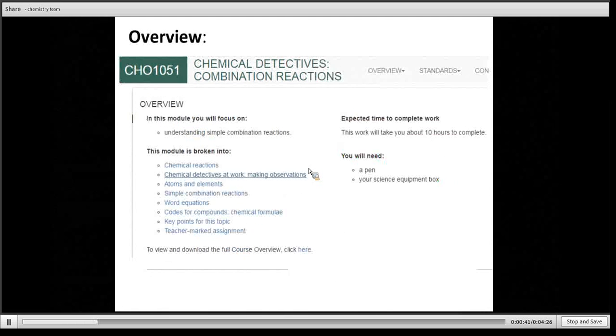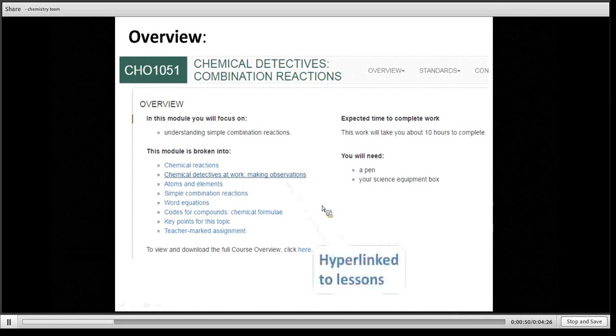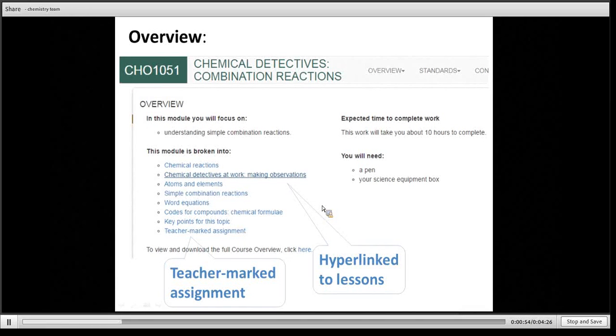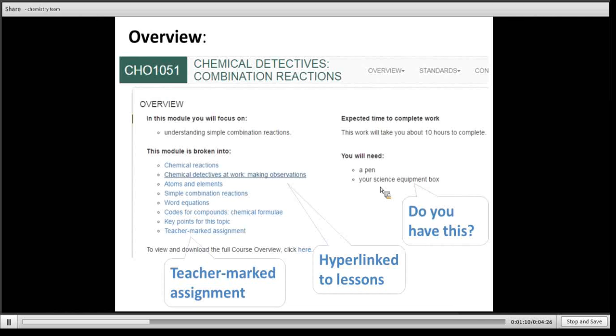If you look at the overview tab, you will see the number of lessons on the left hand side, and they're all hyperlinked, so you click on them and you can go to it. And you will also have the teacher marked assignment at the end. This is where the teacher gives you a lot of feedback, because this is where we can see how you have done. You also need your science equipment boxes, so if you don't have them, please contact your teacher and ask them for it. Secondary duals and overseas students don't get these.